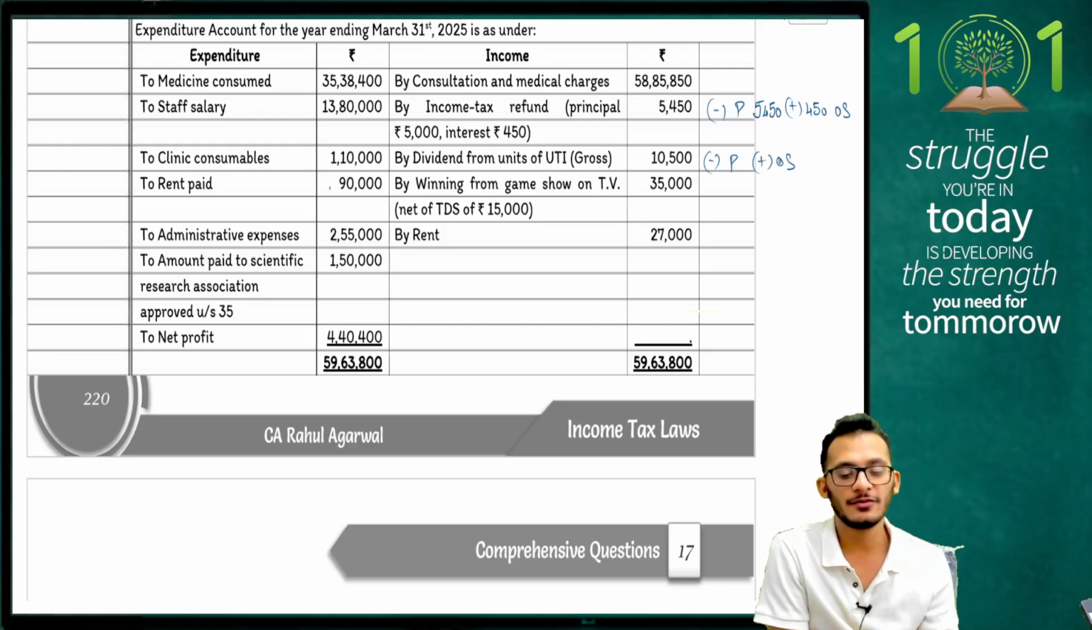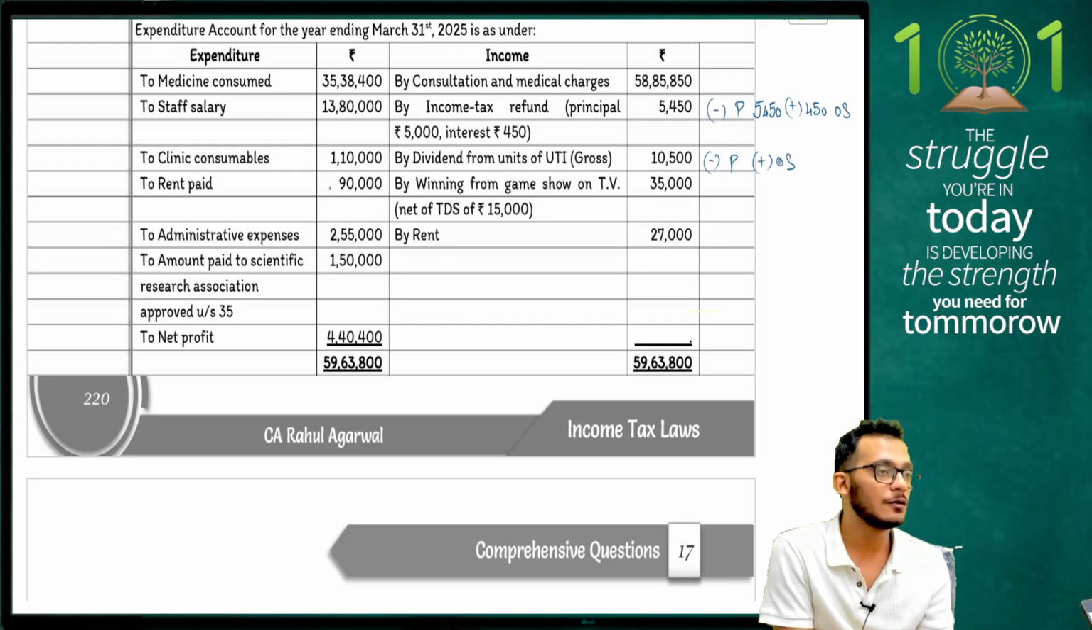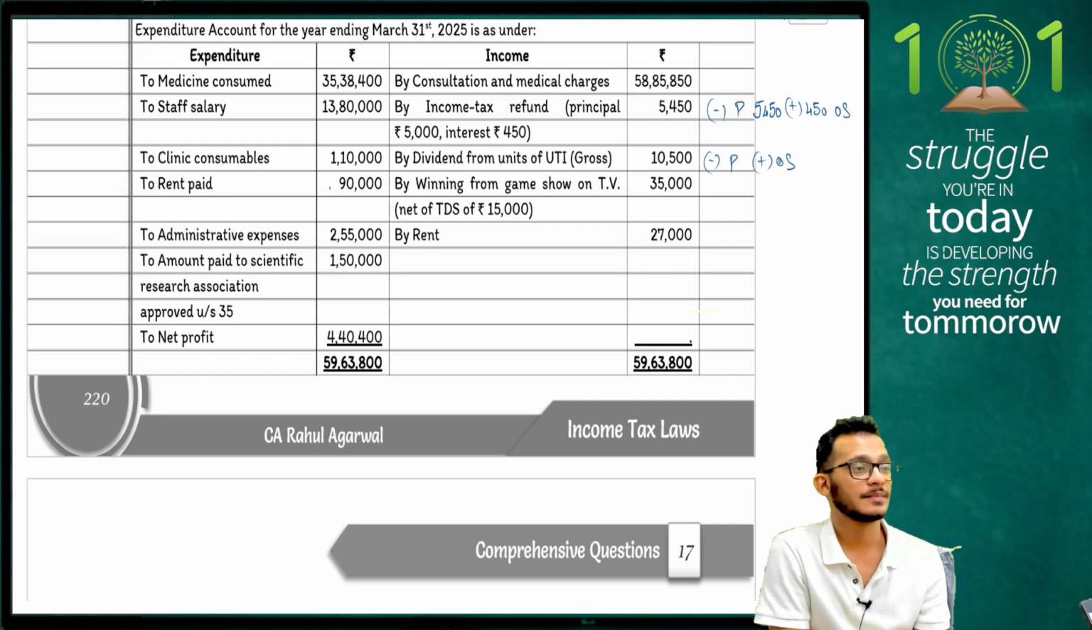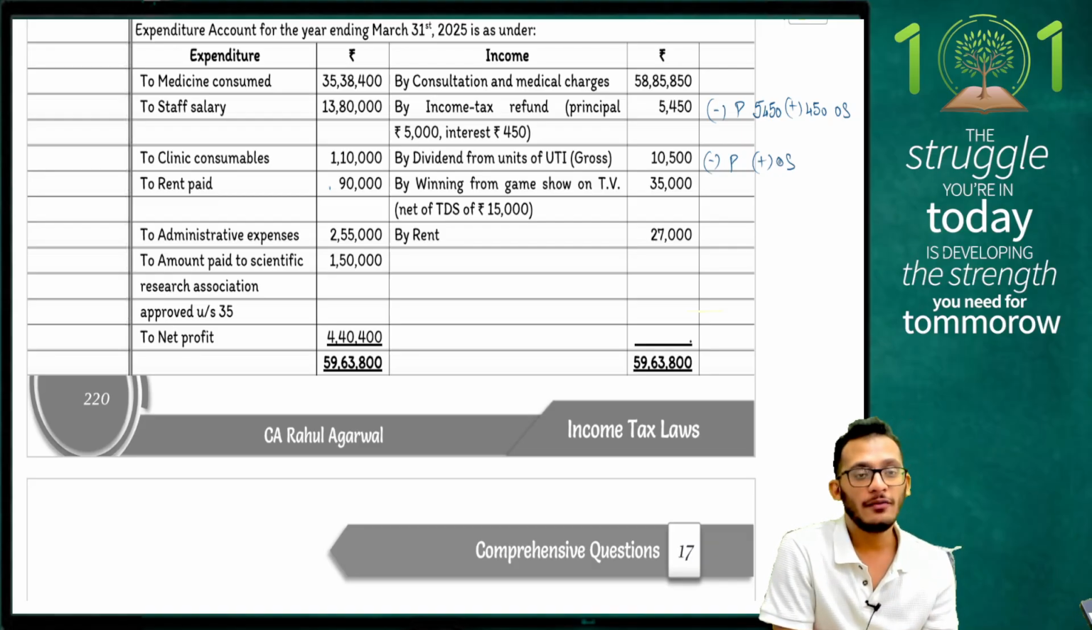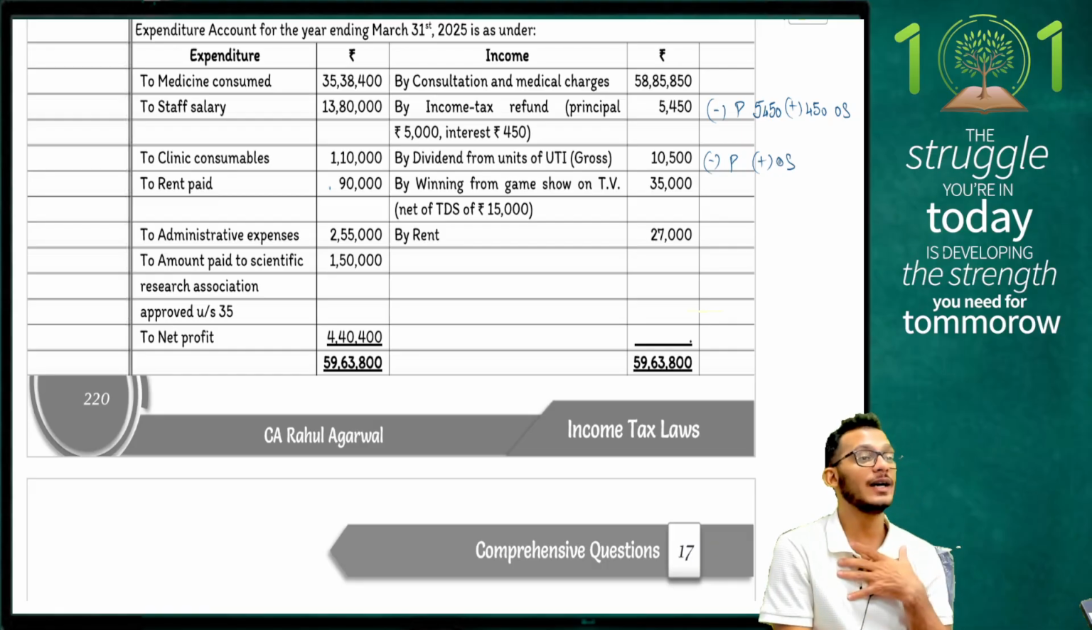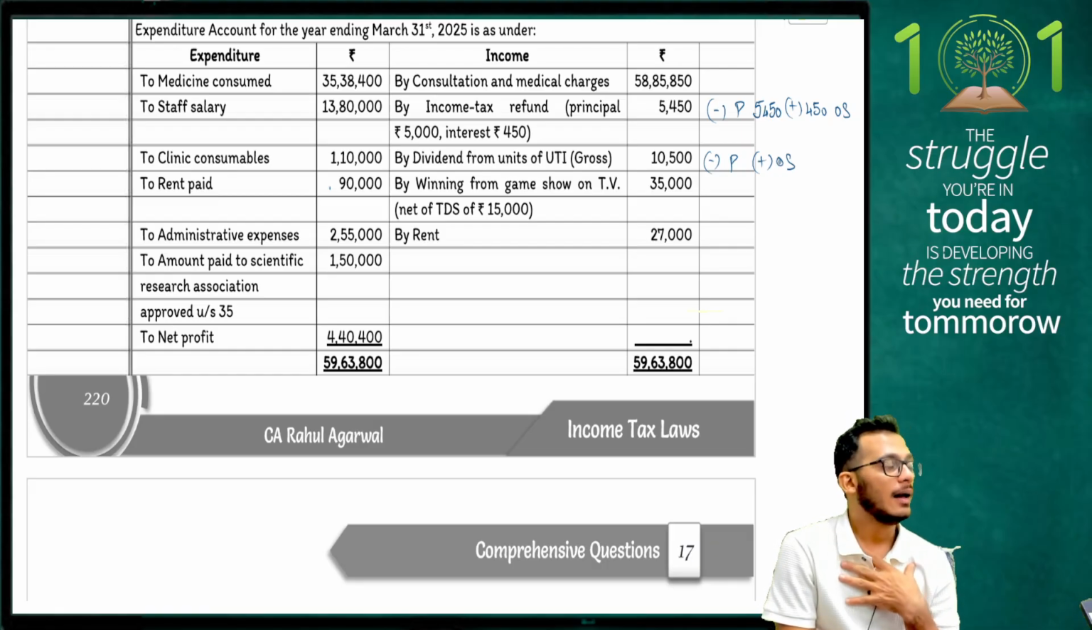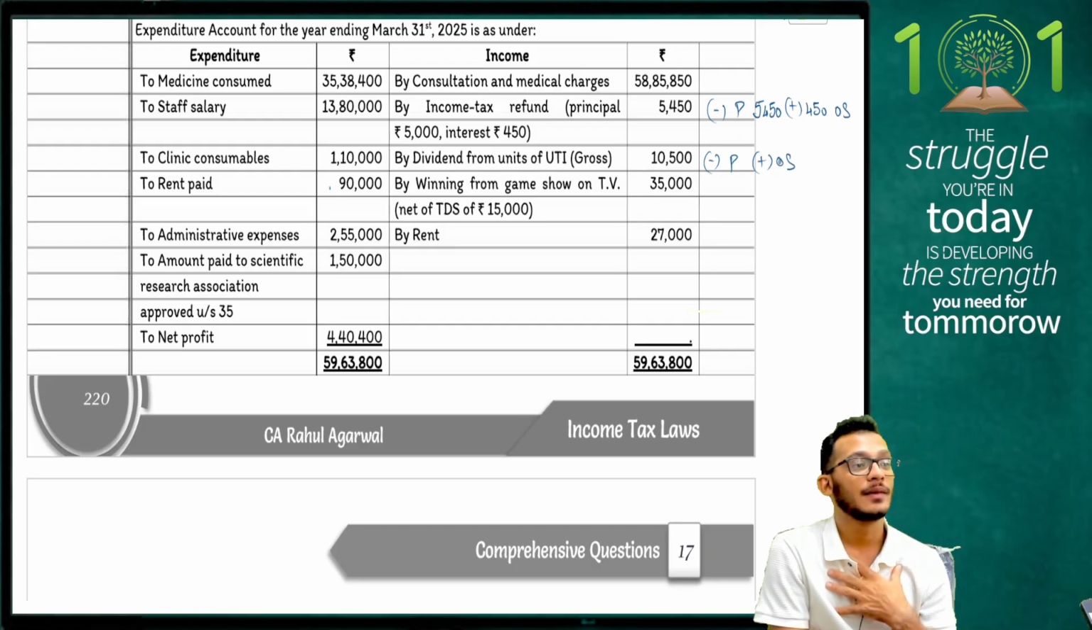Next, I have winnings from a game show of 35,000 rupees showing in my P&L, but this number is net of TDS of 15,000 rupees. What is net of TDS? The 35,000 which I see right now is my income or after-TDS income? After-TDS income, which means technically how much should I receive? I should receive 50. I received only 35.